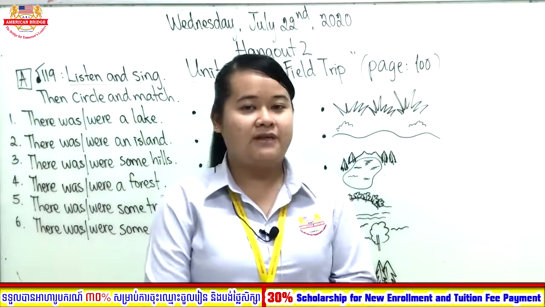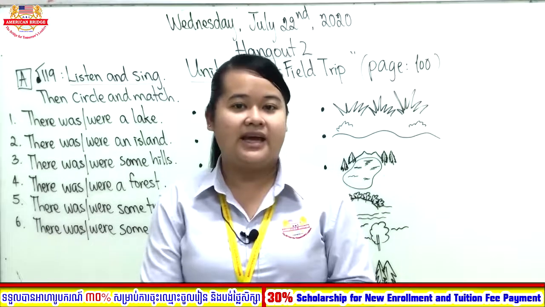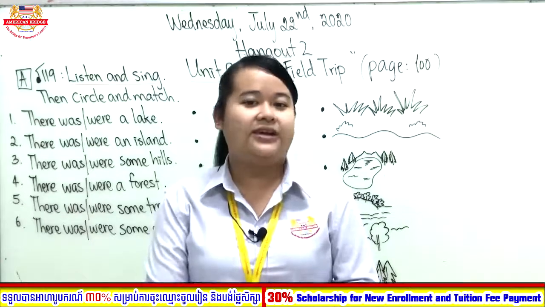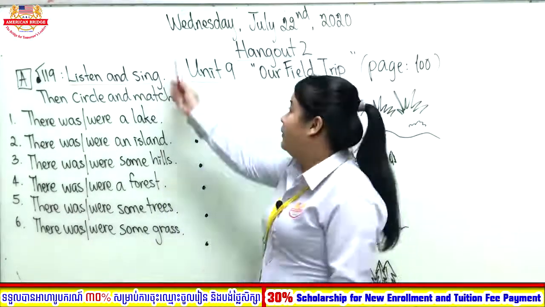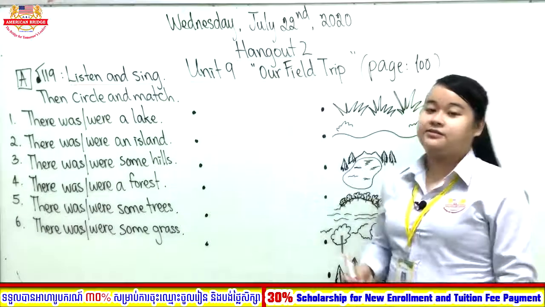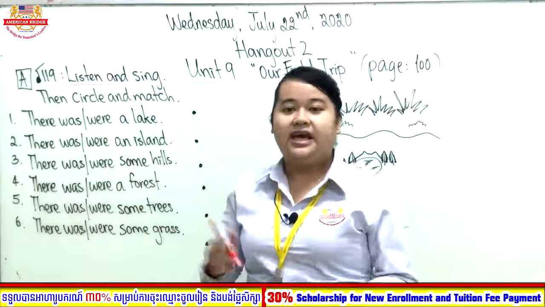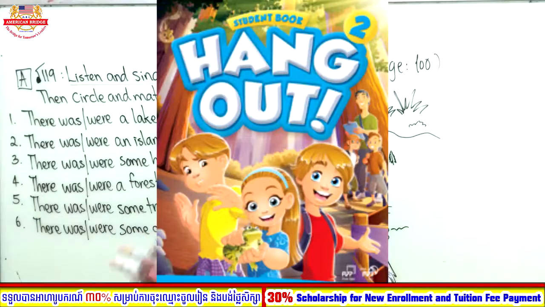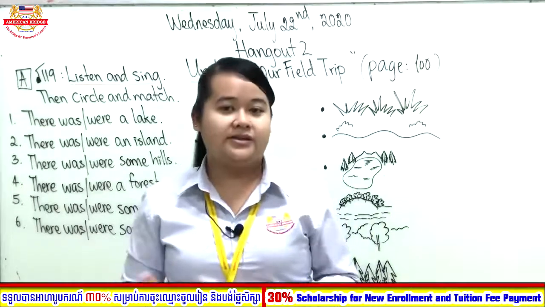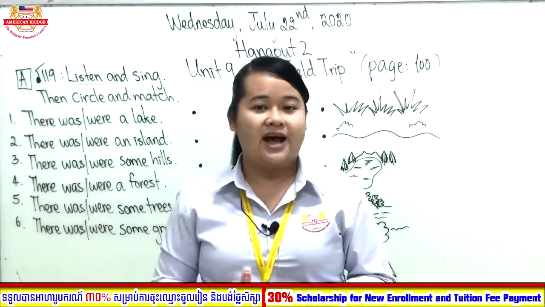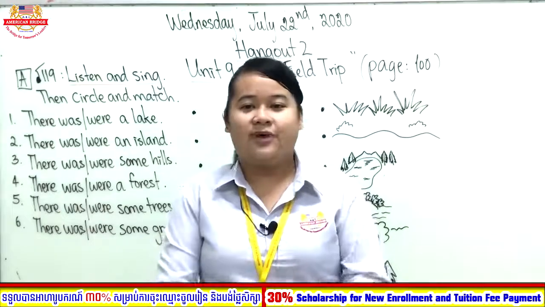Before we move to our lesson, let's read the day, the date, the month and the year with teacher all together. So what day is today? Great. So today is Wednesday, July 22nd, 2020. As I told you already, every Wednesday for session we are going to study our book, Hangout 2, right? So teacher wants you to open your book on page 100 right now, that we will continue our lesson Unit 9, our field trip. So please open your book right now.